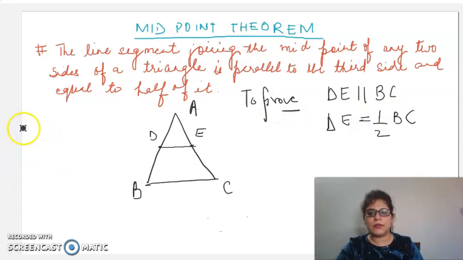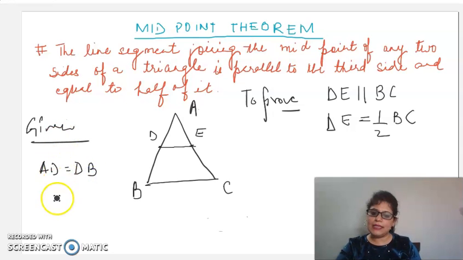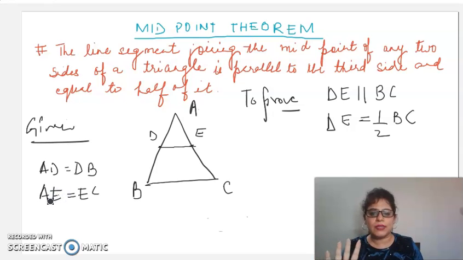So what is given to us? First we'll see what is given to us. We are given that D is the midpoint, so AD is equal to DB, simple. This is given to us. Second thing, E is the midpoint, so AE is equal to EC. These two things are all given to us. Except this, we don't know anything about it. So how will we go about it? First of all, we'll be required to do a small construction. And what is that construction?